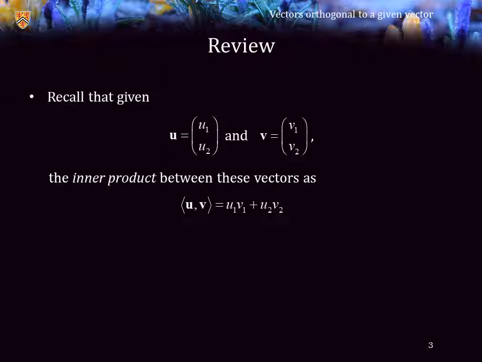Now, a quick review. Recall that given two vectors u and v, the inner product between these two vectors is given as the product of the first entries plus the product of the second entries. This may be written sometimes as u dot v, and it is sometimes called the dot product.